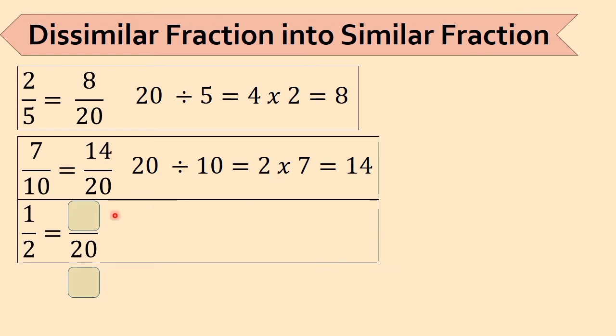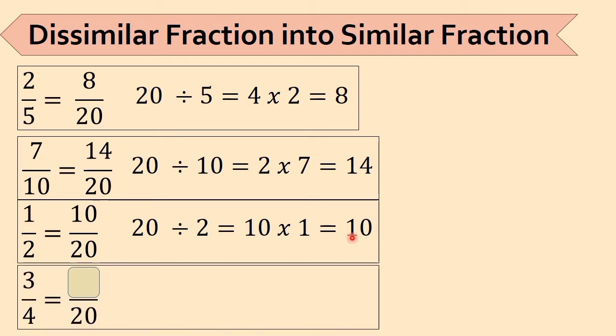Next is 1/2. So 20 divided by 2 equals 10. 10 times 1 equals 10. Our new numerator is 10. So 1/2 equals 10 over 20. And then 3/4. 20 divided by 4 equals 5. And then 5 times 3 equals 15. So our new numerator is 15. Therefore, 3/4 equals 15 over 20.